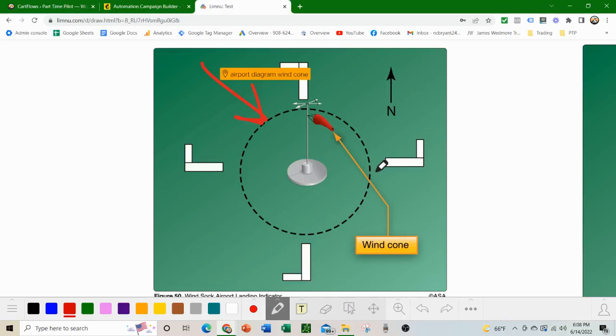So I'm going to label these. This is runway 1, runway 2, runway 3, and runway 4. With the wind as shown in this wind cone, which runway would be best? I want you guys to say this in the comments. Which runway would be best to land on?